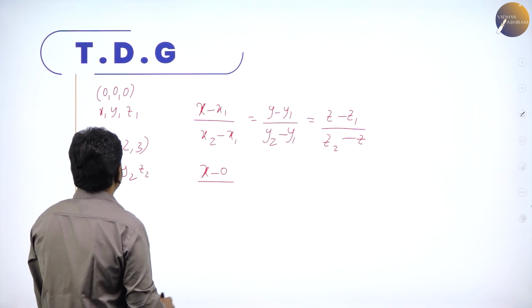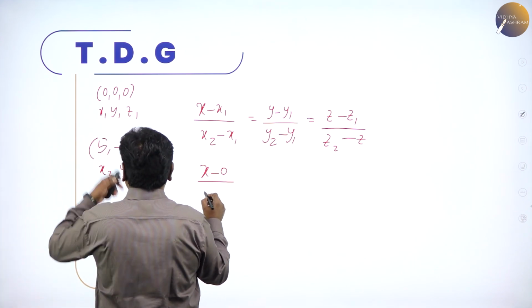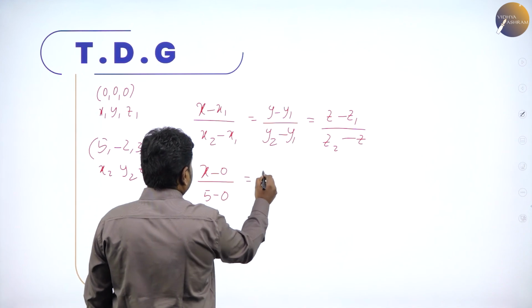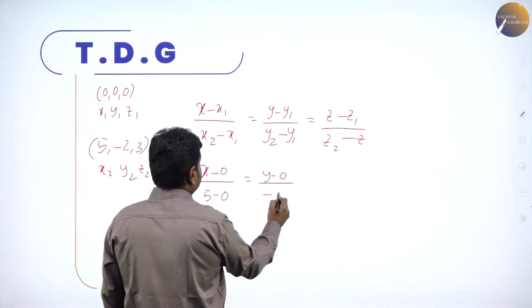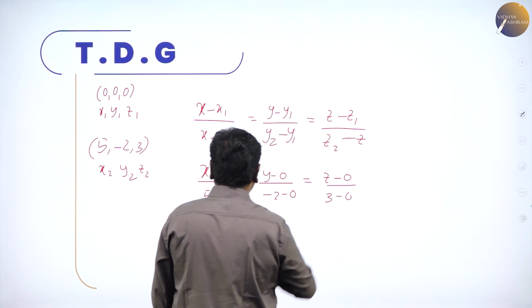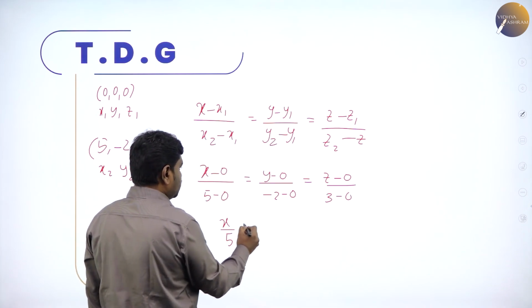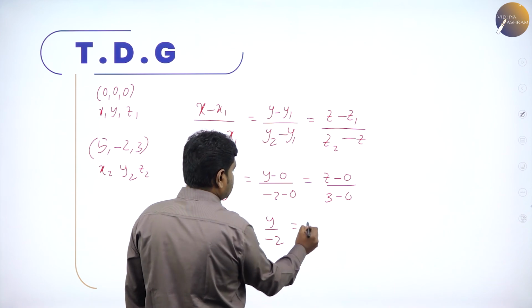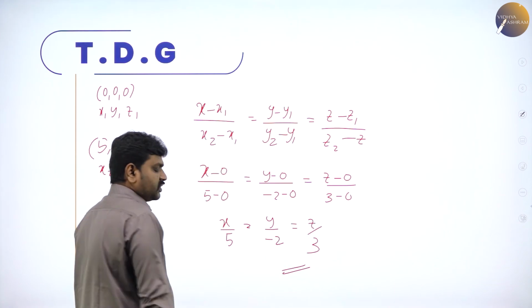So x2 minus x1, that is 5 minus 0. Then (y minus 0) divided by (minus 2 minus 0). (z minus 0) divided by (3 minus 0). Further it will be x/5 is equal to y/minus 2 is equal to z/3. This is the Cartesian equation of line passing through 2 points.